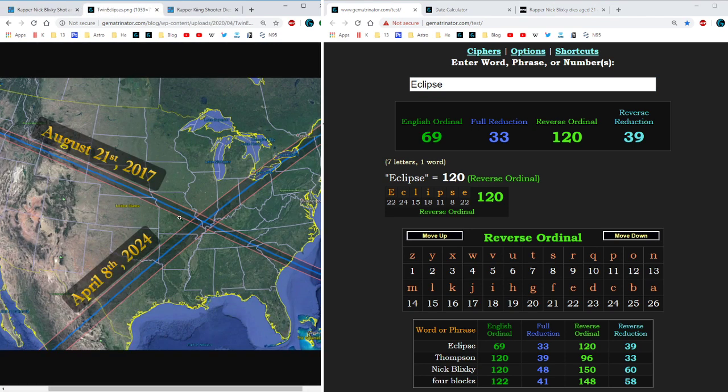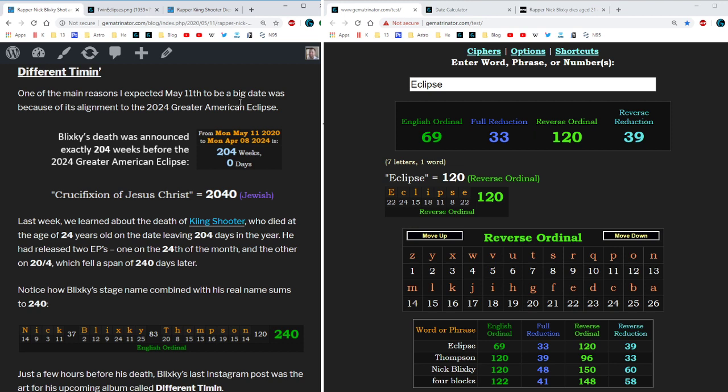And based on dates relating to these 2 eclipses, I was able to predict dates of significant sacrifices in the past, particularly XXXTentacion. Now, I didn't predict him precisely, but the dates on which these occur are obvious ahead of time. So today is May 11th, and May 11th falls exactly 204 weeks before the greater American eclipse in 2024. So here we are, 204 weeks before the 24 total solar eclipse.